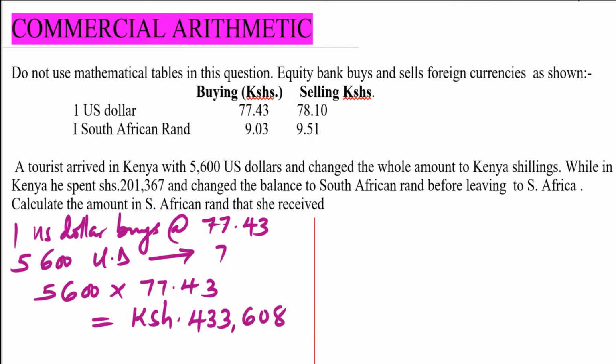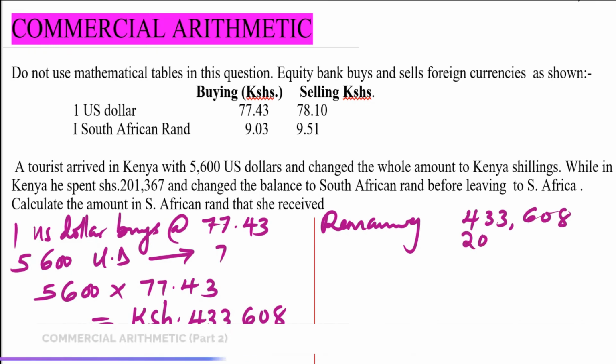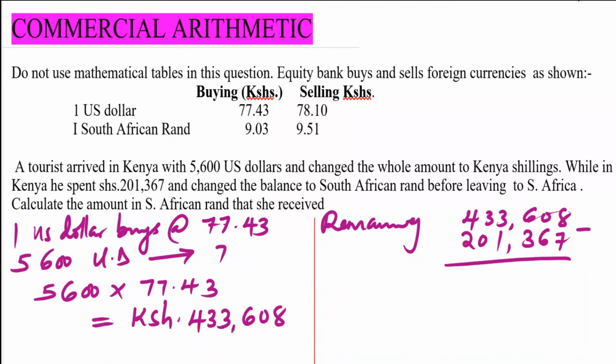433,608. While in Kenya, he spent 201,367. So what is the remaining amount? So for the remaining amount, we get the total amount 433,608. We subtract 201,367. We get the balance as 232,241. So this is the remaining amount in Kenyan shilling.